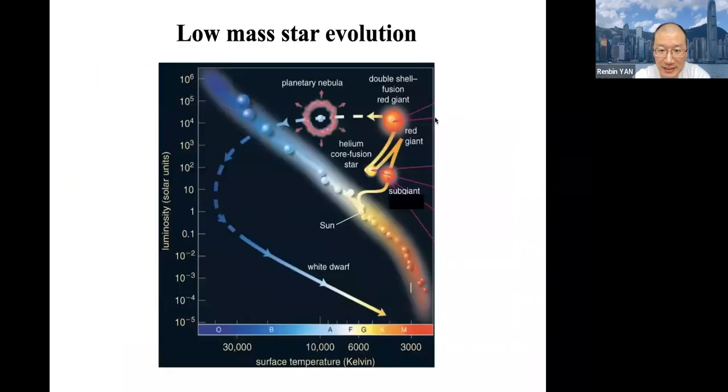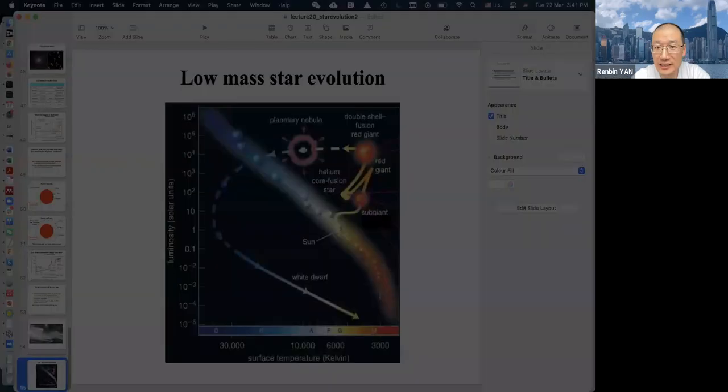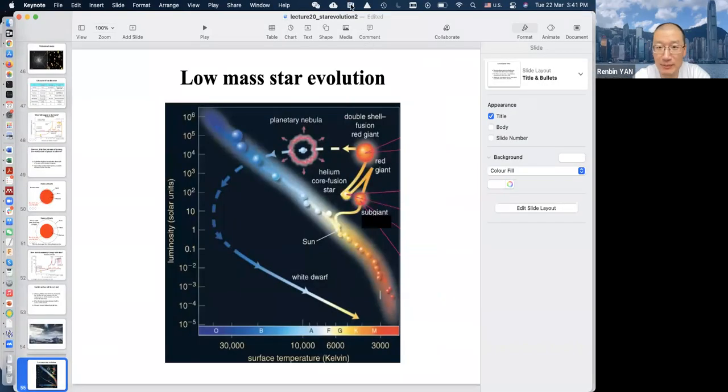So that's it. That summarizes the low mass star evolution. And then next we can talk about high mass star evolution. So this is the process of low mass star evolution. I'd like to take a short break and then restart in 5 minutes. We'll take a short break and restart in 4 minutes.